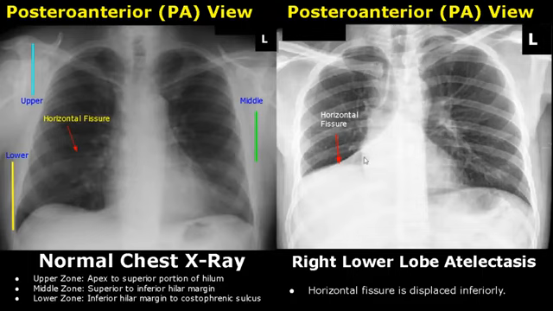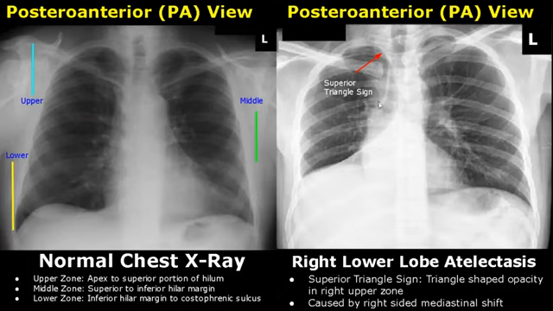Right lower lobe atelectasis has its own feature. It is the superior triangle sign, in which there is a triangular shaped opacity in the right upper zone. You can see this bright triangular structure here. It is formed by the right-sided mediastinal shift. You can see much of the heart has shifted to the right side.